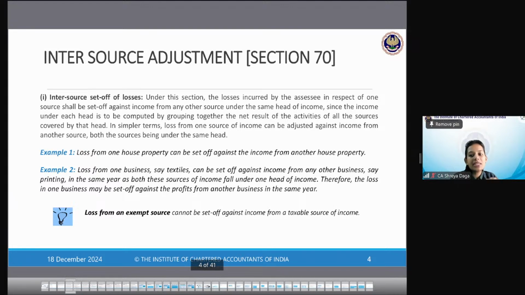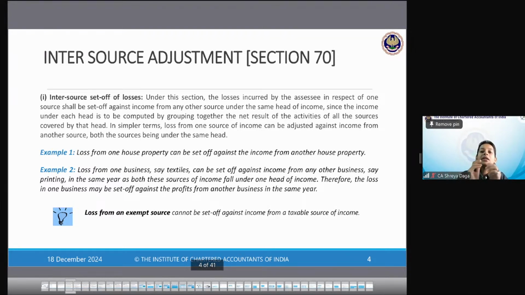Intra means within the same, inter means with different. How will you remember? Have you all heard about intercaste marriage? What are we trying to do over here? We are trying to marry the losses of one source with the profits of another. We are also doing some marriage. So if you have heard about intercaste marriage, you think on similar lines.